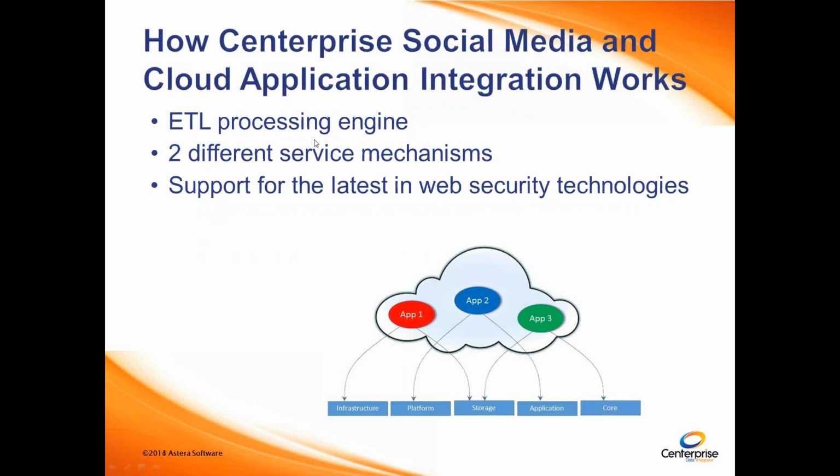So how does Centerprise work with all of this? Well, it gives you the ability to connect to it using what we call actions. Actions are just the little boxes that show up on the diagram, and we allow for two different types of service mechanisms: SOAP and RESTful web services. We also support the latest in web security technologies, from basic authentication to OAuth authentication. We support both OAuth version 1 and OAuth version 2 to make sure that the communication between Centerprise and your web service stays secure.